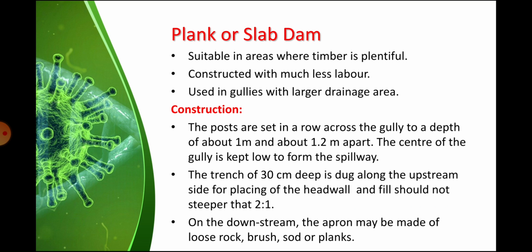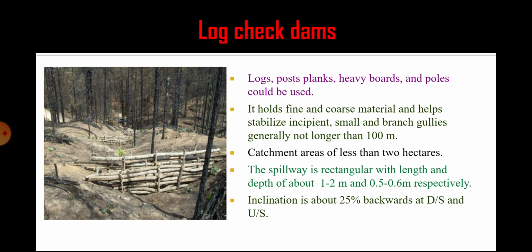For this you have to place a plank into the gully bottom, and then the upstream area will allow the flow over the plank, and that channel created by the plank would reduce further gully erosion. And another thing is that the slope of that dam, which is the plank dam, should not exceed 2:1.